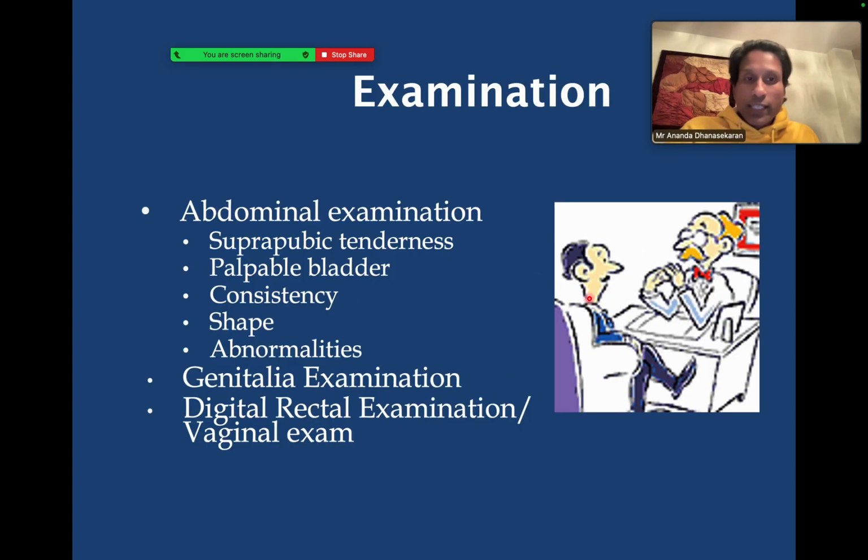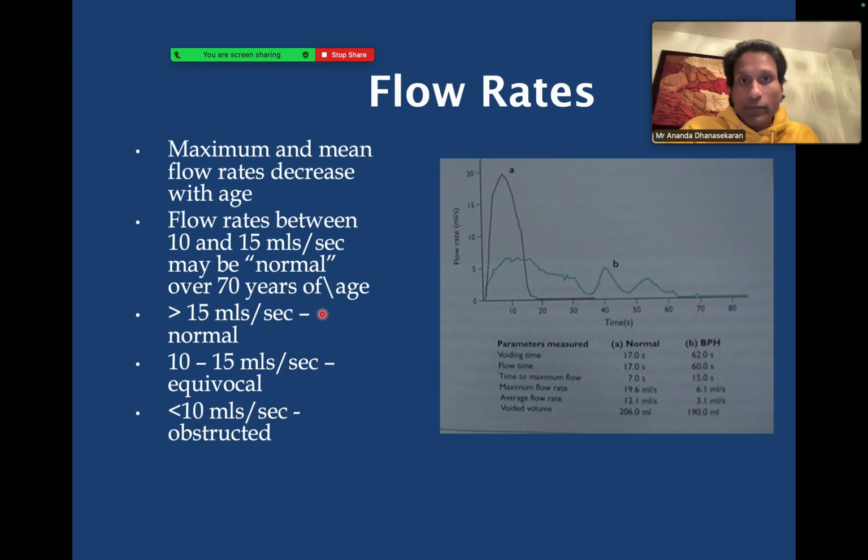Examination. During the examination, we can check for suprapubic tenderness. Is there any palpable bladder? How is the consistency of the abdomen? What is the shape of the abdominal wall? Penile structures, external genitalia: is there any obvious abnormality? External genitalia examination. As I said, digital rectal examination is done for both male and female, and vaginal examination obviously for women. And this is the flow rate, as I said.